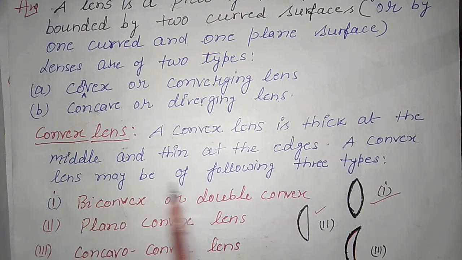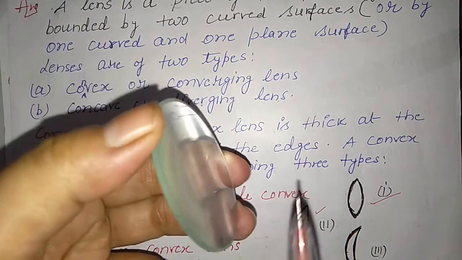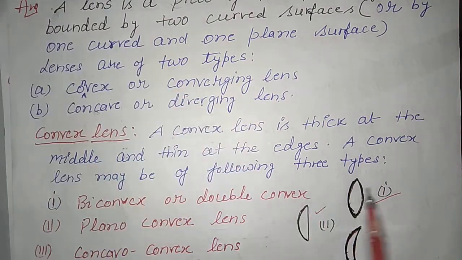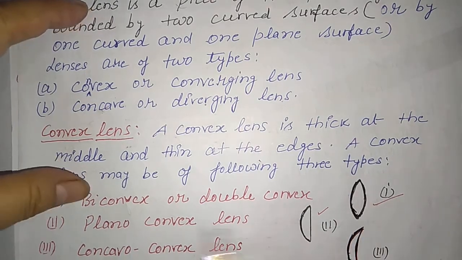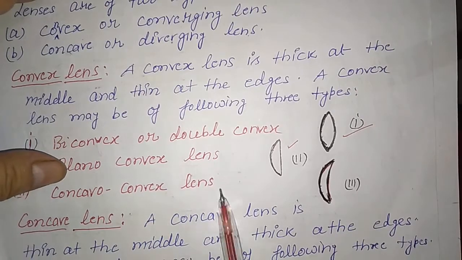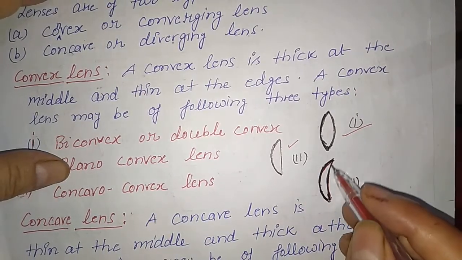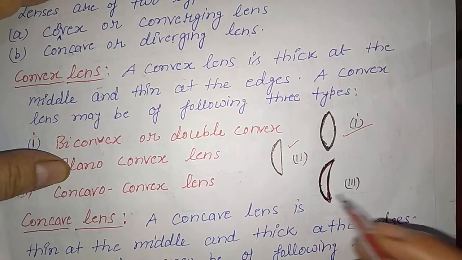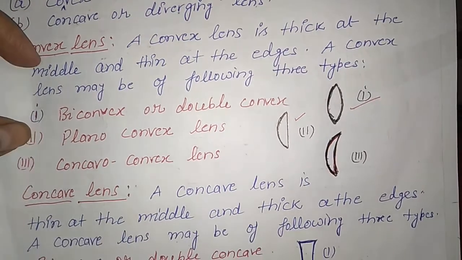Okay, a convex lens may be of the following three types. This is simply biconvex or double convex. The figure is like this. Plano convex: one side is plane, the other side is convex. Concavo convex: this side is concave and this side is convex, so this is known as concavo convex.